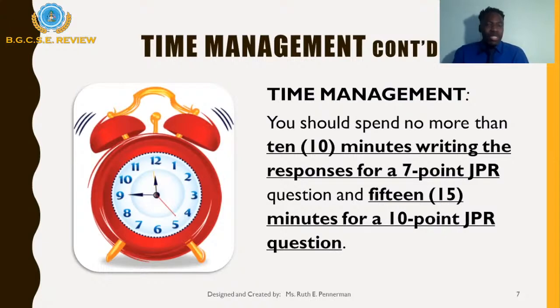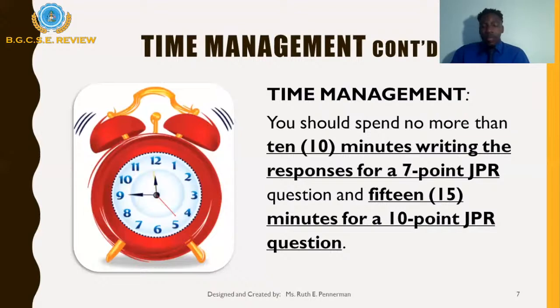And I will speak to the plan that you can possibly or potentially use to prepare your JPRs, because there are so many techniques that we teachers use across the islands and even throughout the region. There are different plans that you can use to prepare the JPR. It may be similar to your plans for English language or literature or any other area. It may be slightly different, but you want to have a plan.